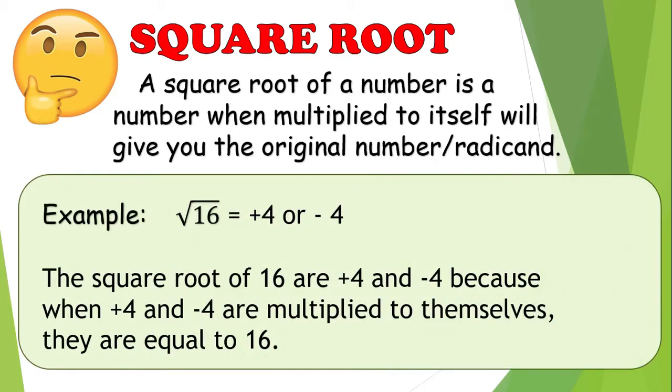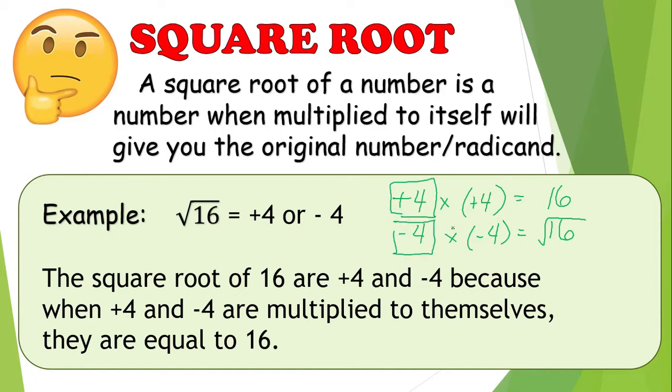So the answer here is positive 4 or negative 4. So the square roots of 16 are 4 and negative 4 because when positive 4 and negative 4 are multiplied by themselves, they are equal to 16. So kung tingnan natin, if you multiply positive 4 by itself, we will have positive 16. And then, when we multiply negative 4 also by itself, we will also have positive 16. And if we get the square root of 16, we will get the answer, which is positive 4 and negative 4. So those are the numbers that can be multiplied by itself, and the answer will be 16.